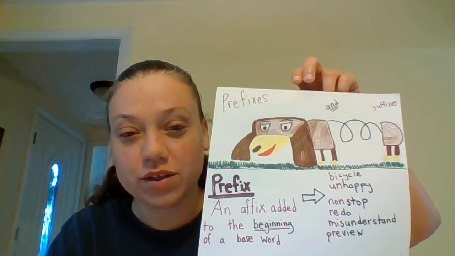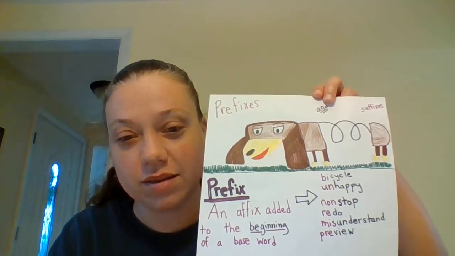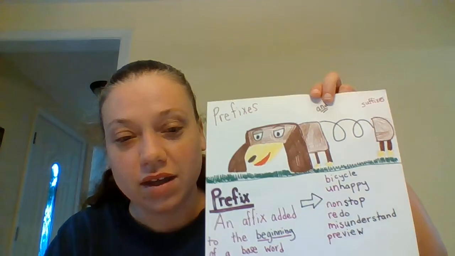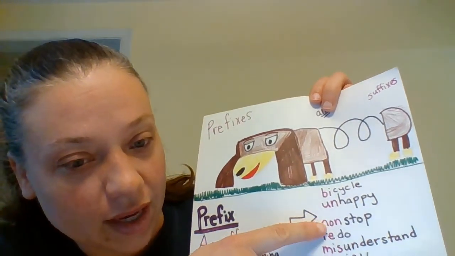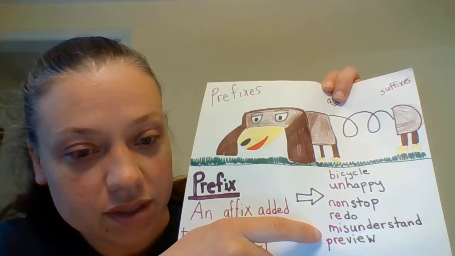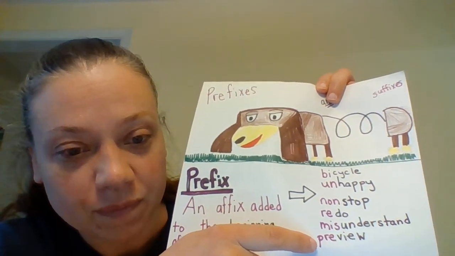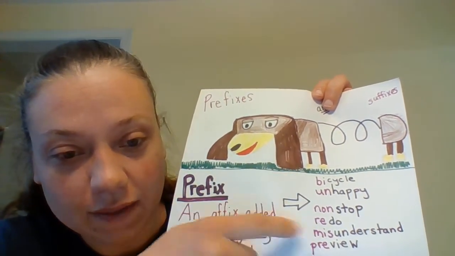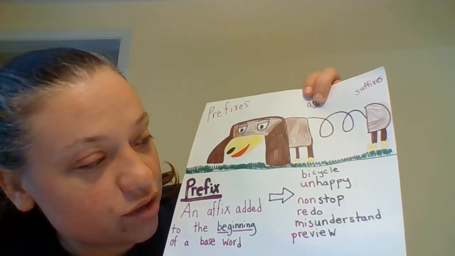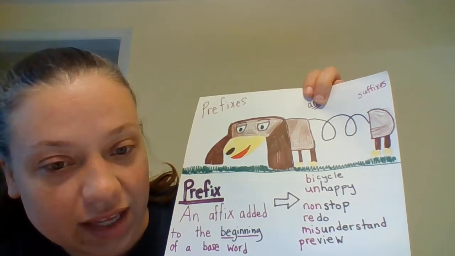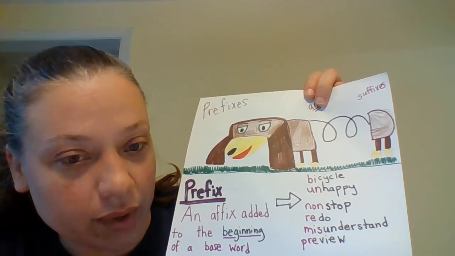So quickly again, a prefix can be added to the beginning of a new word. And we see some examples. We have bicycle, unhappy, nonstop, redo, misunderstand, and preview. I tried to make the prefixes stand out in a different color. I've noticed now that I used two dark colors, so it's not that clear. I apologize. I'll get better at that.